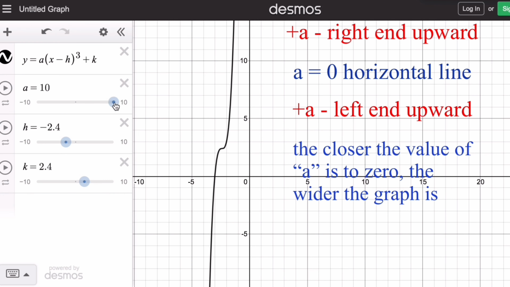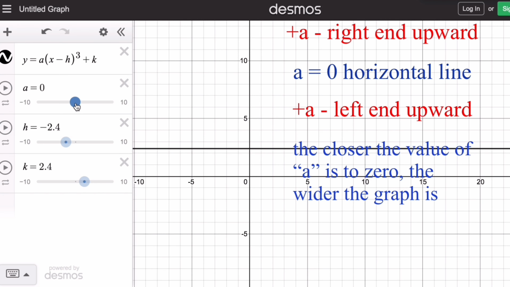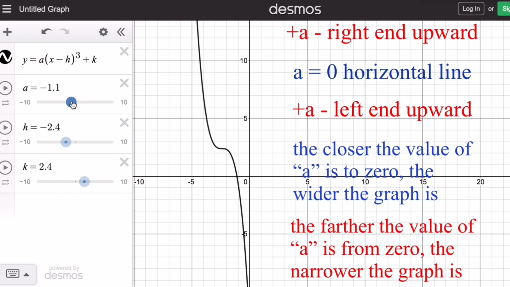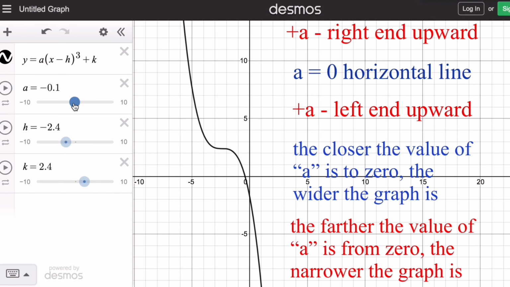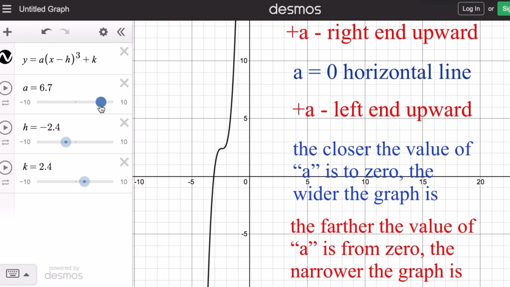And that is true on the other side as well. If we start from 10 and go toward 0, making the value of a closer to 0, the graph becomes wider and wider up to a point that at 0, it becomes a horizontal line. On the contrary, the farther the value of a from 0, the narrower the graph becomes. As you can see, it becomes narrower right there. If we start from 0 and go the other way, it becomes narrower and narrower as we go farther from 0.